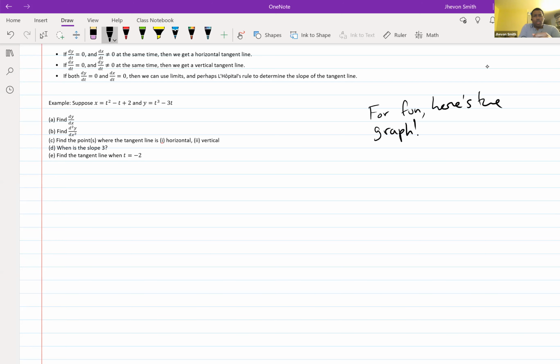Just to show you how not fun that would be, let me copy this down on a piece of paper. Okay, so we're looking at x equals t squared minus t plus 2, and y equals t cubed minus 3t. Let's actually just graph this for fun. I wouldn't ask you to graph this, but just for you to see what kind of curve we're looking at here.